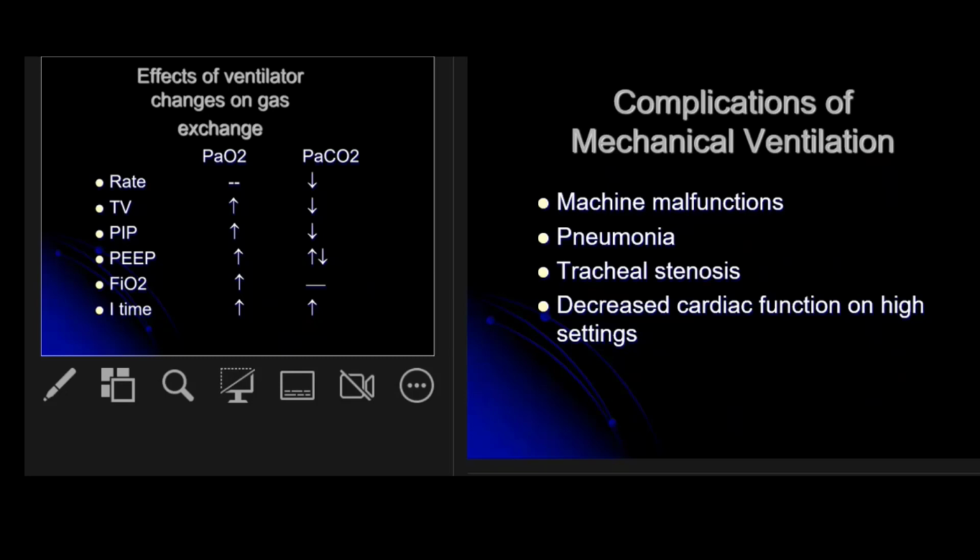If you were in a situation where there was unlimited compliance and you could keep giving volume and it would never change the pressure, you wouldn't drive that gas across that interspace.